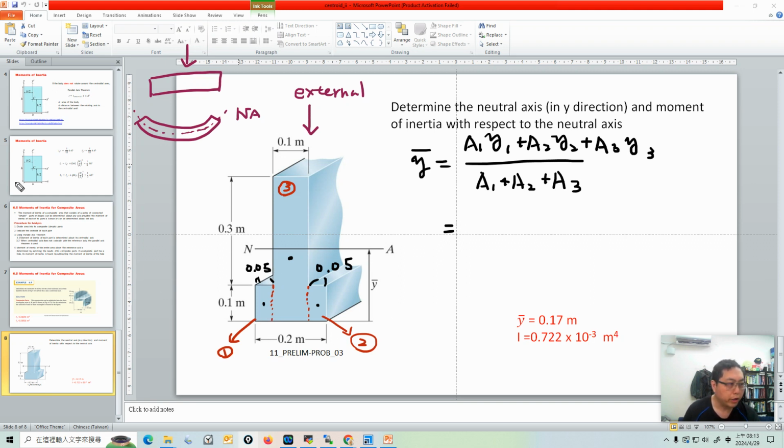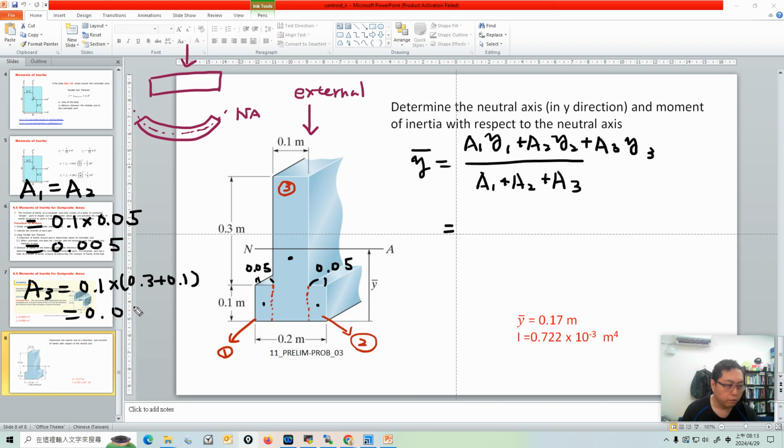So what are A1 and A2? You see from the graph, they are the same. A1 and A2 equal 0.1 times 0.05, so equal to 0.005. So what's our A3? A3 is the middle part. Here the width is 0.1, and the height is 0.3 plus 0.1, so it's equal to 0.1 times (0.3 plus 0.1), which is 0.04. Let me check again. Yes, 0.04. So that's area 3.